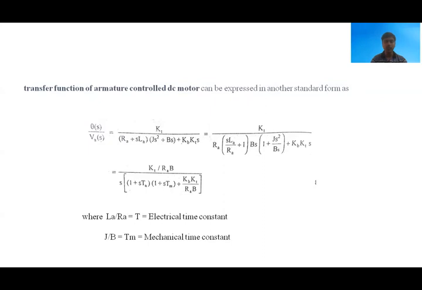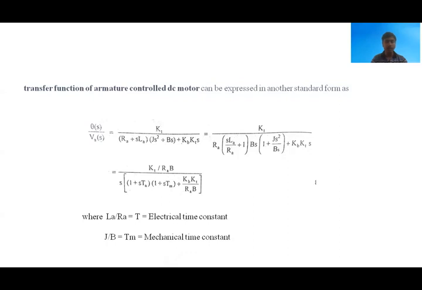That is equal to, after taking common s from the denominator, we will get Kt by Ra B divided by s into (1 plus s Ta) into (1 plus s Tm) plus Kb Kt by Ra B, where Ta and Tm are assumed like Ta is equal to La by Ra and Tm is equal to J by B.